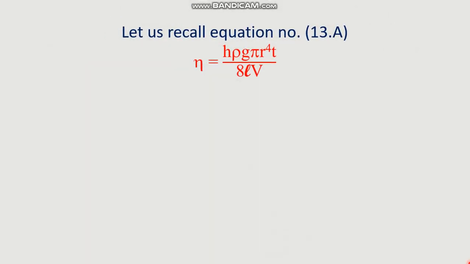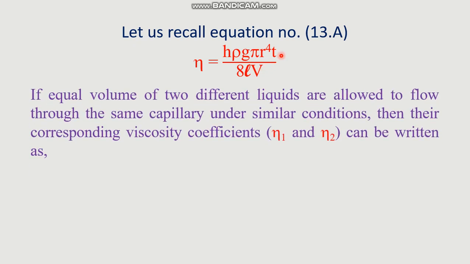Let's recall equation number 13a, which is the mathematical form of the Poiseuille equation, and the equation is eta equals h rho g pi r to the power 4 t over 8 lv, where eta is the viscosity of the liquid, h is the height of the liquid column, rho is the density of the liquid, g is gravitational acceleration, r is the radius of the capillary of length L through which v volume of liquid is passing at time t. So, if equal volume of 2 different liquids are allowed to flow through the same capillary under similar conditions, then their corresponding viscosity coefficients should have the expression eta 1 and eta 2 as.